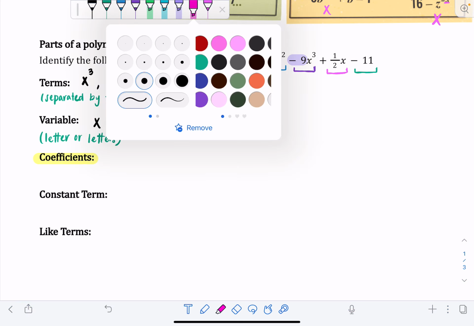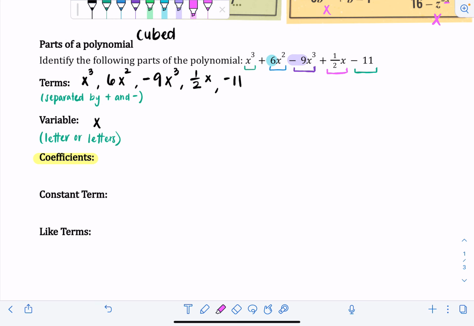Right here, there's a 1/2 in front of the x, so 1/2 can be a coefficient. The negative 11 is not in front of a variable, so we wouldn't consider that a coefficient. It has to be in front of the variable. There's a different word though for that negative 11. We'll get to that next. And then all the way back at the front, this x to the third power doesn't have a number in front of it. If there's no number in front of it, that means the coefficient is 1. So our coefficient would be 1.